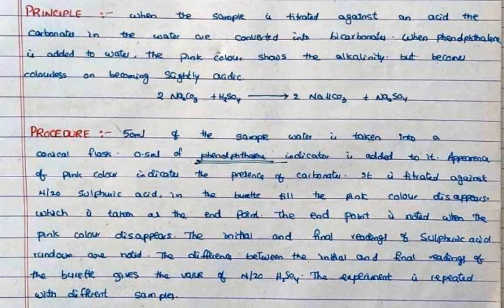Okay, next principle. When the sample is titrated against an acid, the carbonates in the water are converted into bicarbonates.